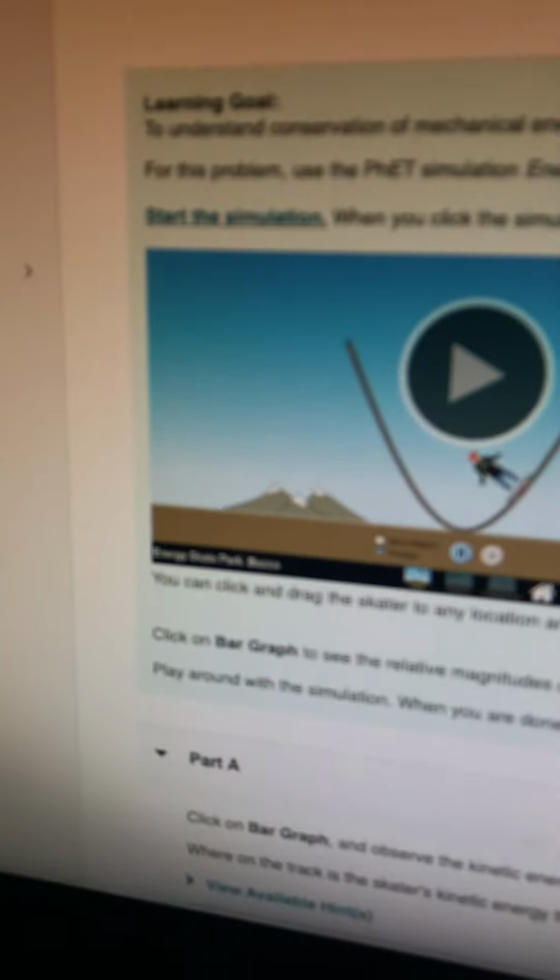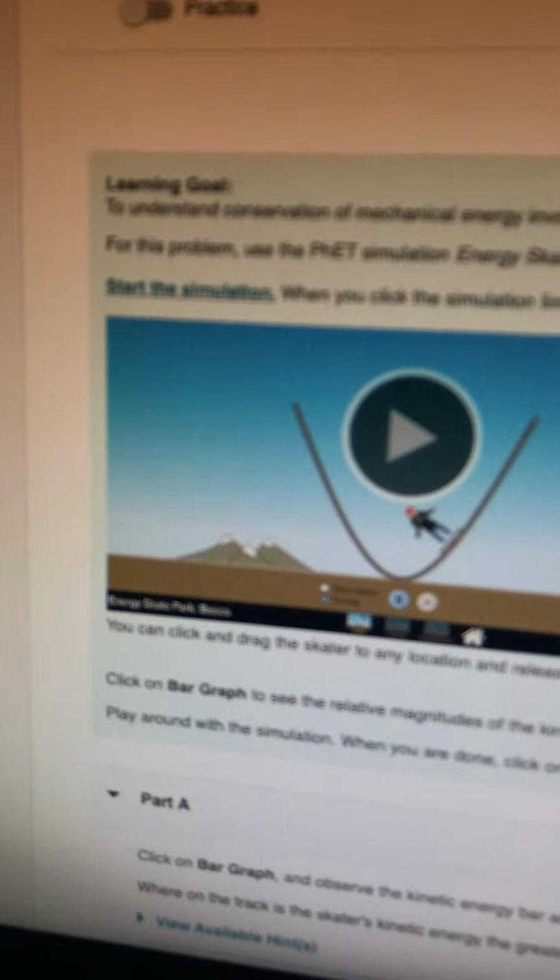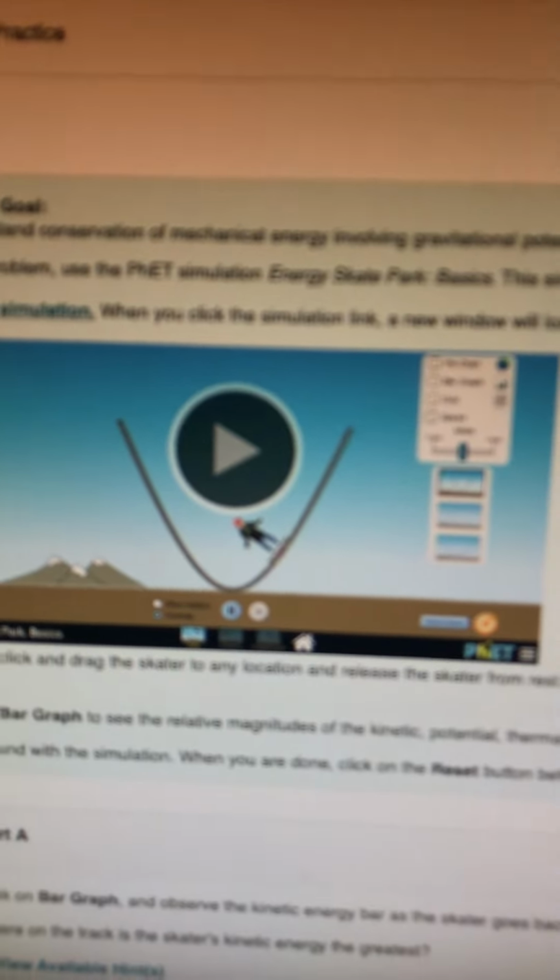Good afternoon. I am going to be working on problem 3 of chapter 7. All right, so we have problem number 3. And here we're dealing with a problem that has to do with potential energy and kinetic energy.